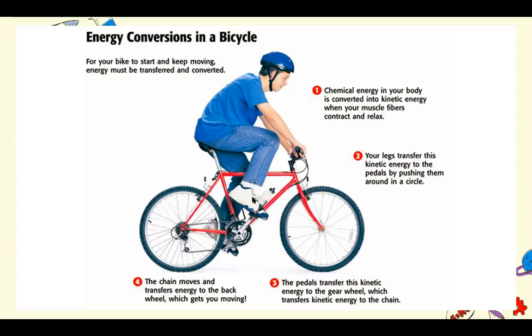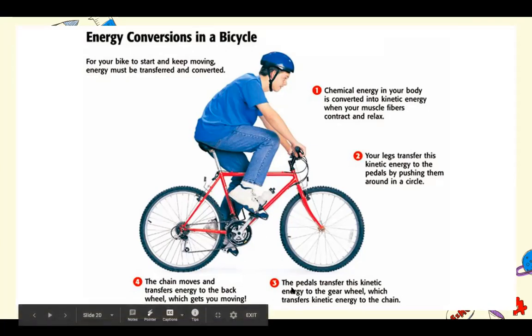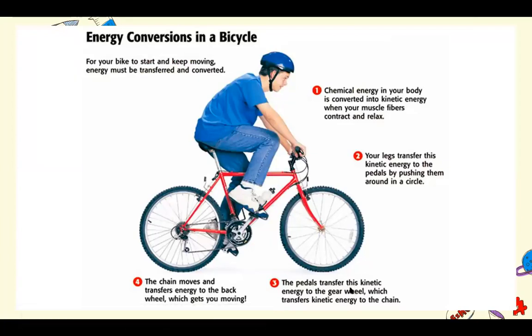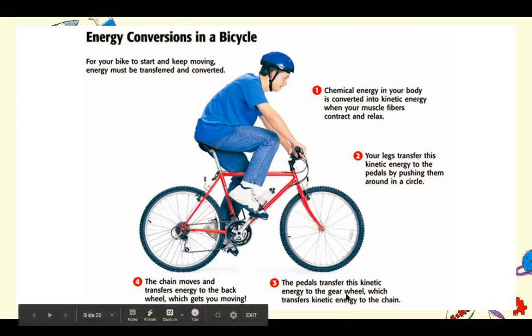Two, your legs transfer the kinetic energy to the pedals by pushing them around in a circle. Three, the pedals transfer this kinetic energy. So remember what kinetic energy is. When we talk about kinetic energy, you should immediately think about movement. That's the energy involved in a moving object. The pedals transfer this kinetic energy to the gear wheel, which transfers kinetic energy to the chain. Four, the chain moves and transfers energy to the back wheel, which gets you moving.